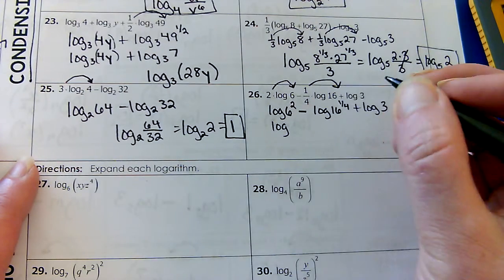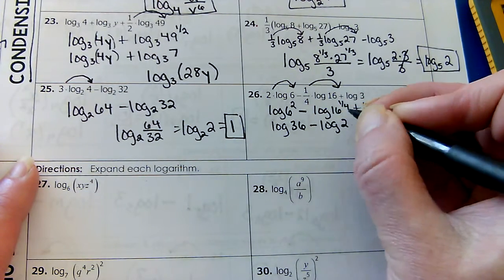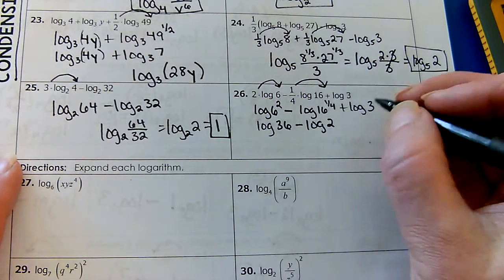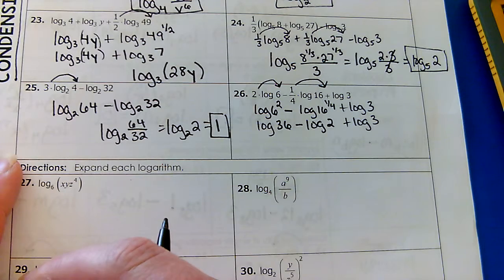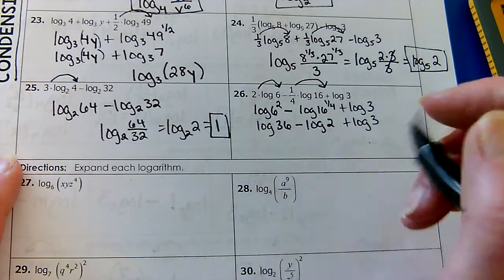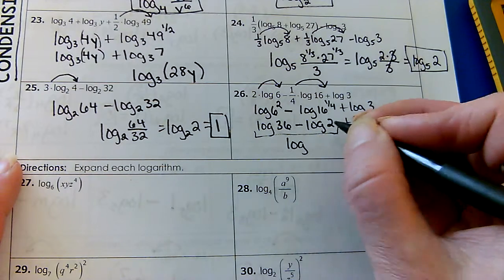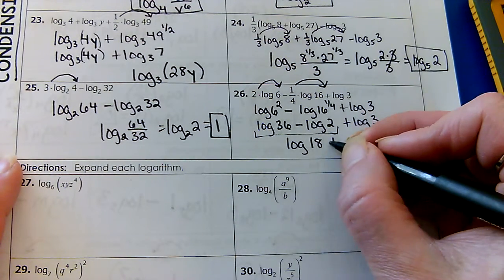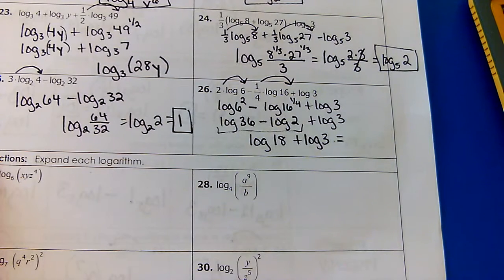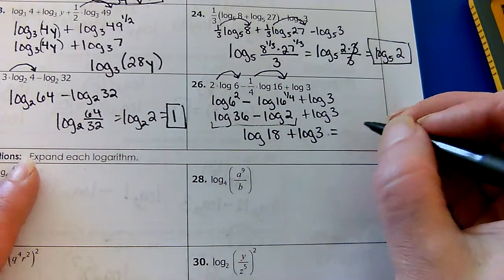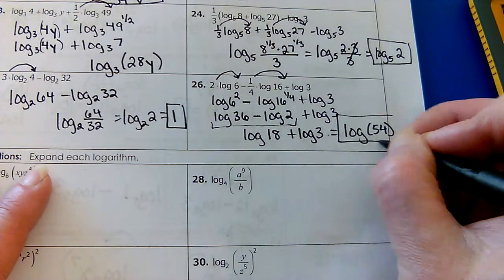Log of 36 minus log of 2, because of the 4th root of 16, plus log of 3. Now be careful here. We got to do our order of operations. We're going to do these two first. These combine first. And they're going to combine with division. 36 divided by 2 is 18. Plus log of 3. Now these two combine with multiplication. 18 times 3 is 54, and we're done.